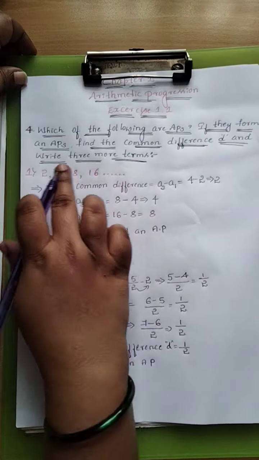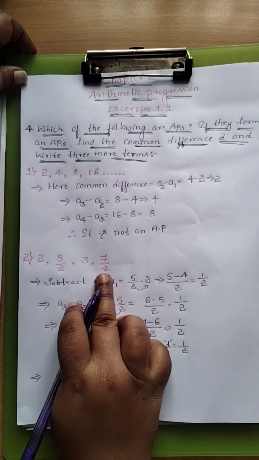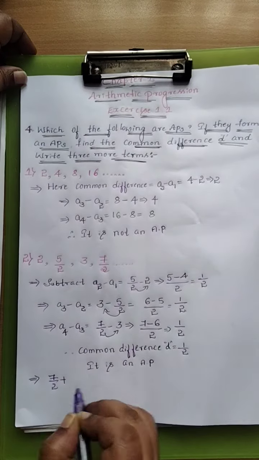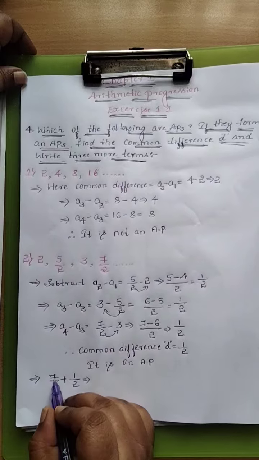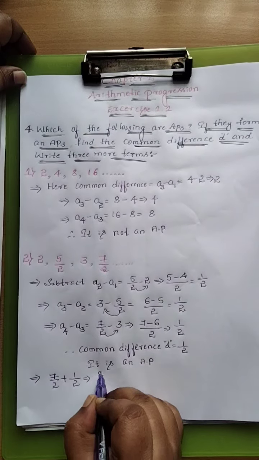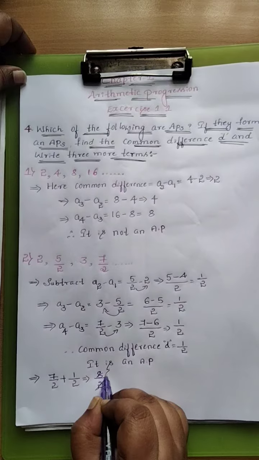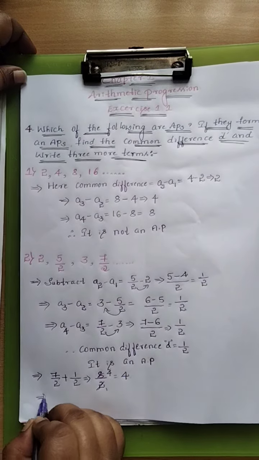We need to find the next 3 terms. To find the next 3 terms, we need to take the last term, that is the fourth term. To the fourth term, we need to add the common difference, that is 1 by 2. If we add these 2, we will get 7 plus 1, 8 divided by 2, common. 2 1s are 2, 2 4s are 8, that is 4. Here the fifth term is 4.